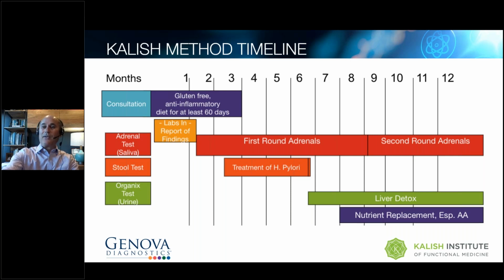We do a second round of adrenals. Usually that means you test again after 6 months. You put them on another. Maybe they're done. If they're done, they're done. You don't need that second round. And then we eventually end up doing detoxification programs if they need it.